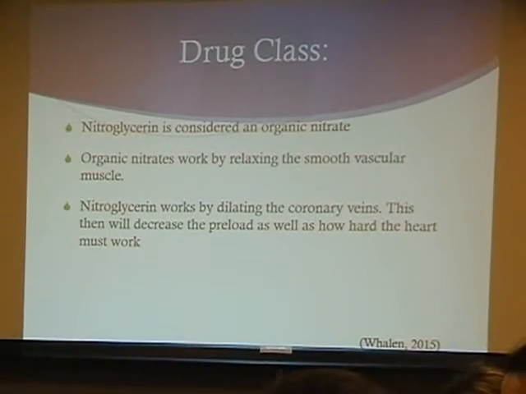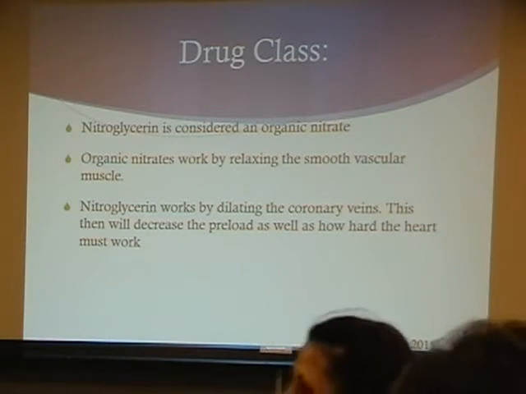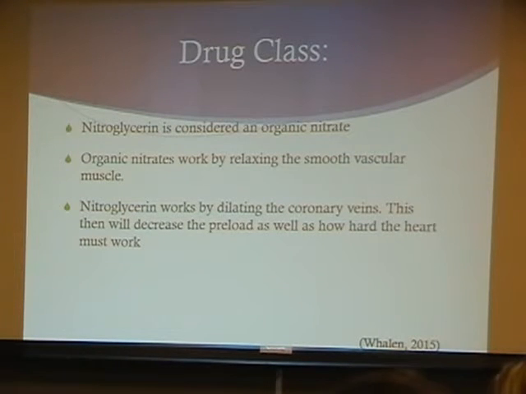So we're just going to review some of the basic information about nitro. Nitroglycerin is considered an organic nitrate. They work by relaxing the smooth vascular muscle, also by dilating the coronary veins. It then decreases the preload as well as how hard the heart is working.